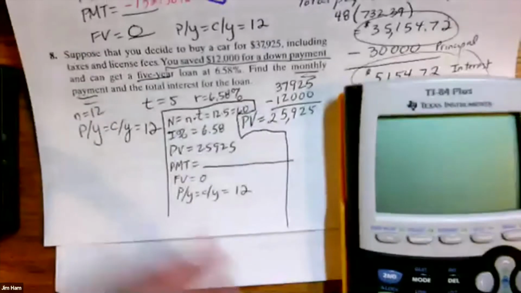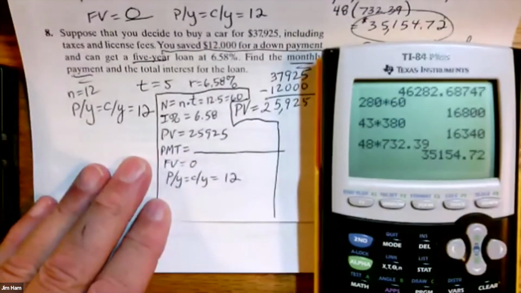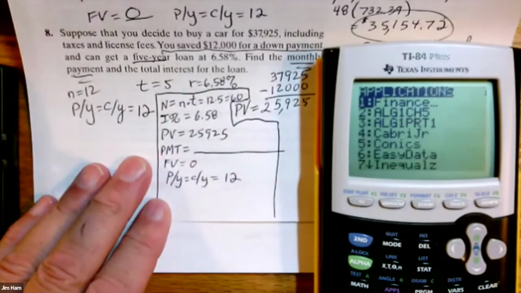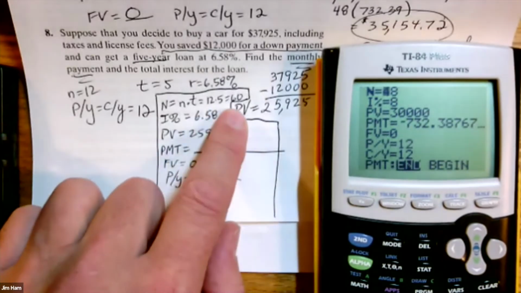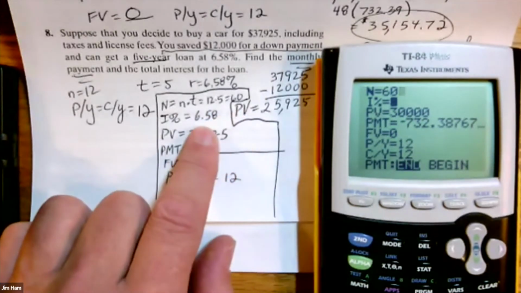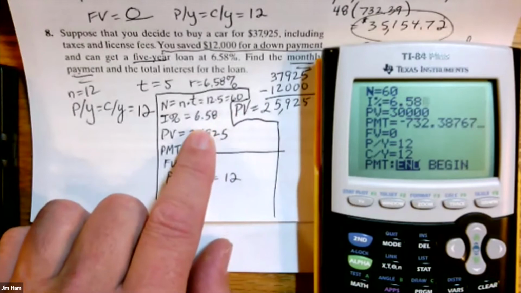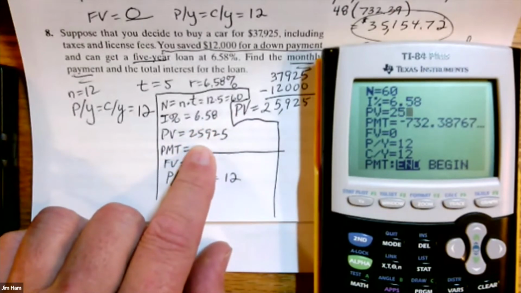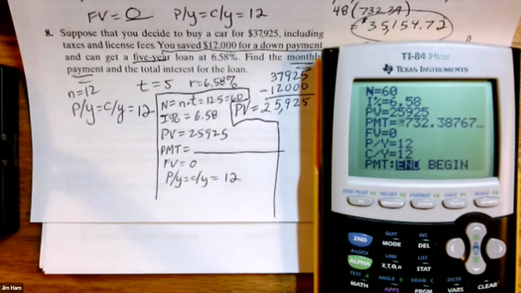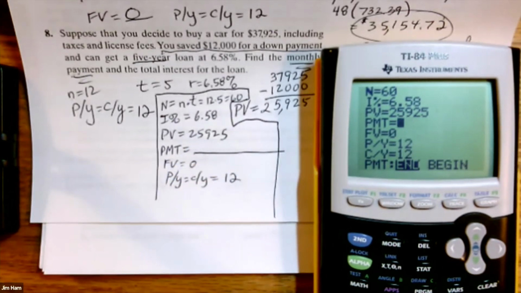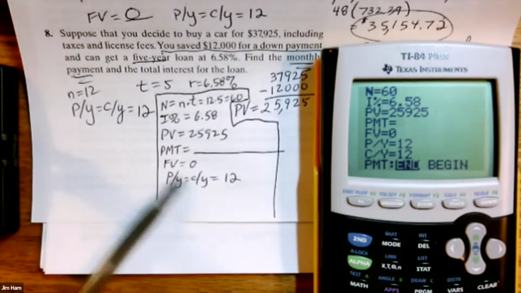And then we'll get the TVM solver out to calculate the monthly payment. 60 months, 6.58 interest rate. Present value of the loan, 25,925. And then I don't even have to change these bottom numbers because they usually match up.